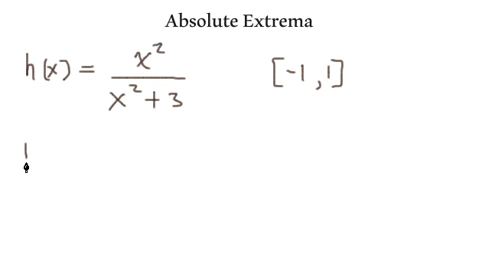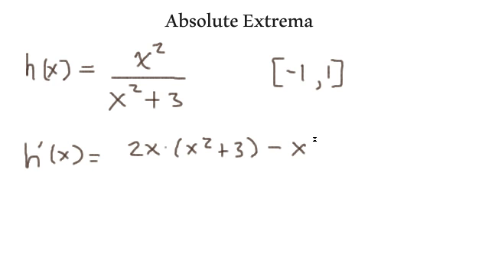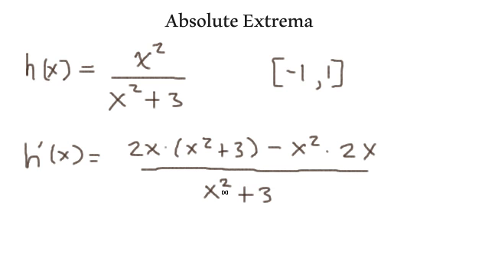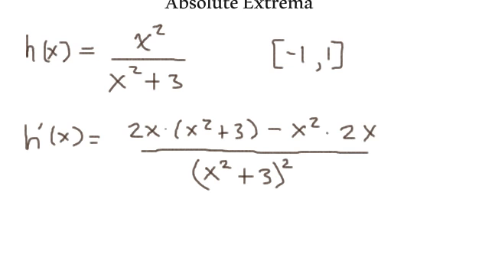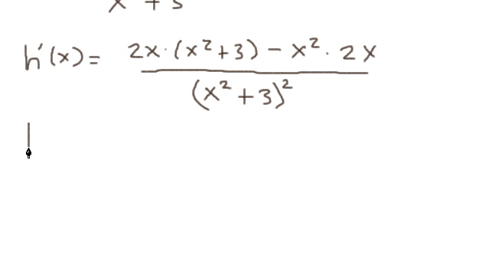First thing I'm going to do is take the derivative, and that means we're going to be using the quotient rule. So the derivative of the top is 2x times the bottom, I should say the denominator, minus the numerator times the derivative of the denominator, which happens to be just 2x. Hopefully you know how to take derivatives at this point in your math career. And then of course we square the bottom.